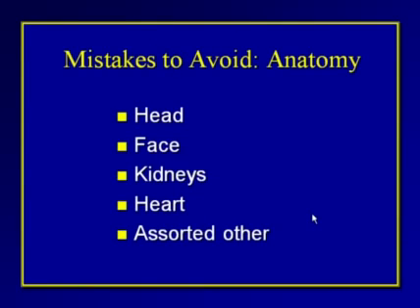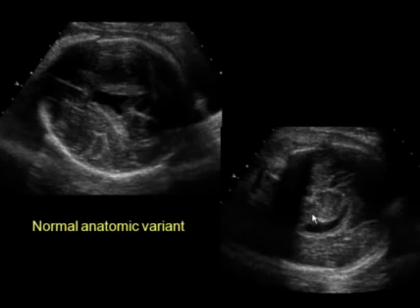Moving into the second portion of the talk, discussing fetal anatomy, we're going to start with looking at mistakes to avoid when imaging the fetal head. One thing that it's important to avoid is describing normal anatomic variants as pathology. And here I'm showing you an example of the cavum vergae.